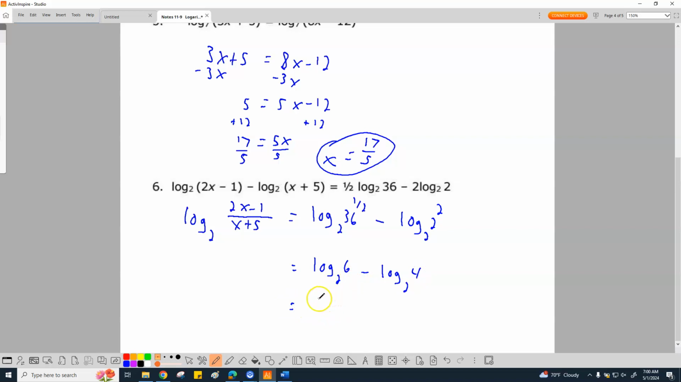Now we have a minus sign. That doesn't mean subtract the numbers, y'all. It means divide the numbers. So we have 6 over 4 is equal to log base 2, 2x minus 1 over x plus 5. And then when it's all said and done, you end up with the logs canceling out. The logs cancel out, and you can basically solve this.